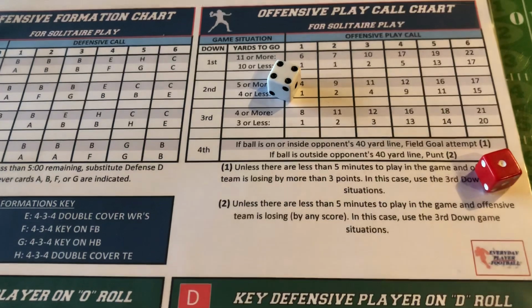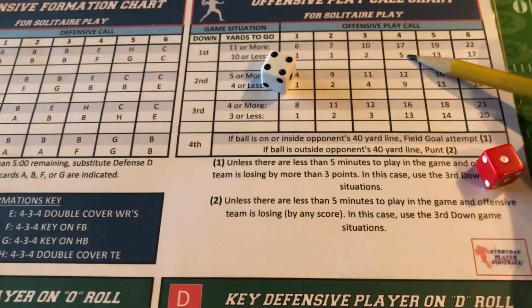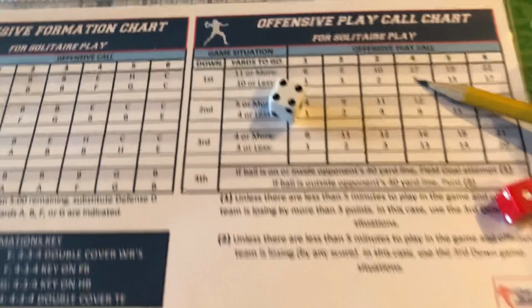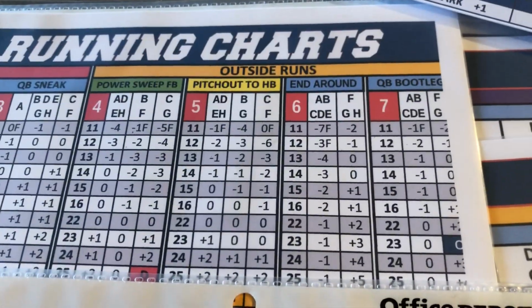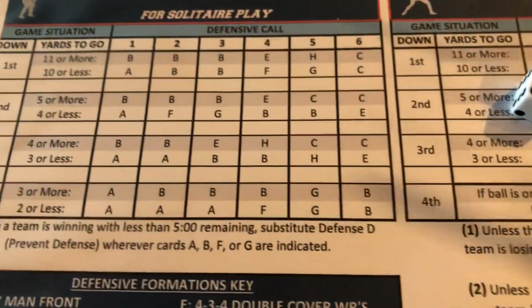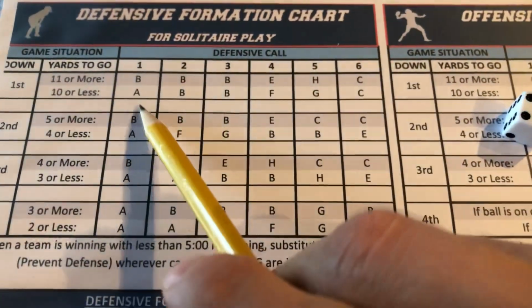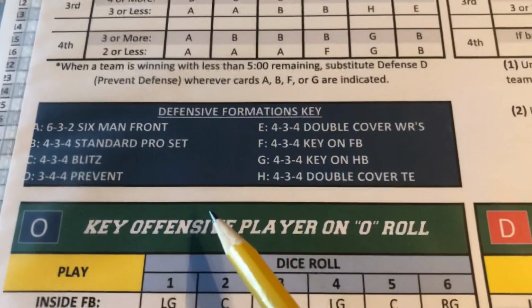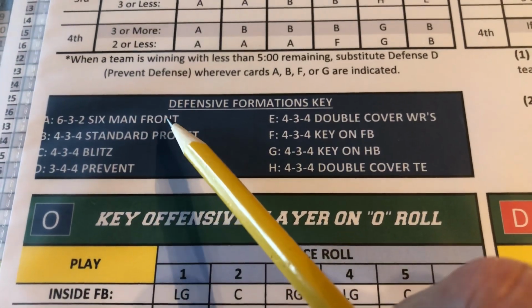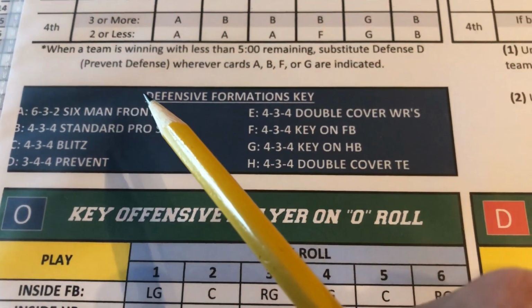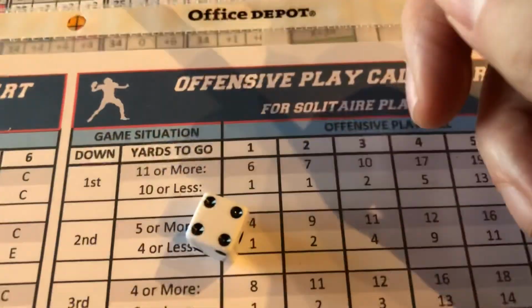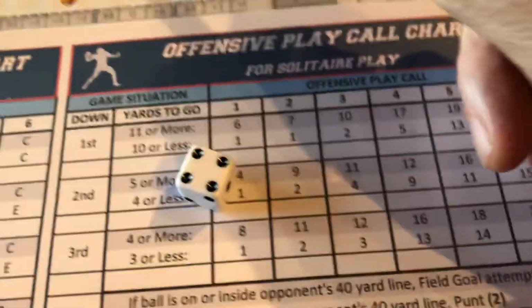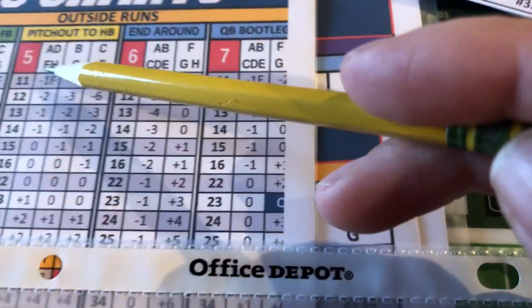In a 1st and 10 situation, play 4 for the offense is going to be play number 5, which, as you can see, is a pitch out to the halfback. And let's see, play number 1 for the defense in a 1st and 10 situation is the A play call. And you go down here, you can see what all the defensive calls are. That's a 6-man front, so obviously they would be anticipating run. So what we would have here is a 6-man front against the pitch out to the halfback.